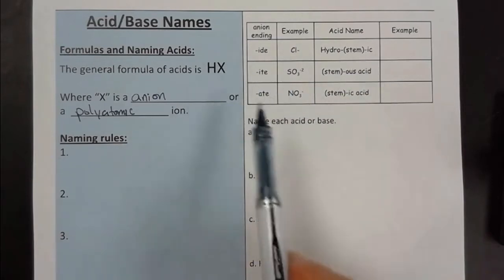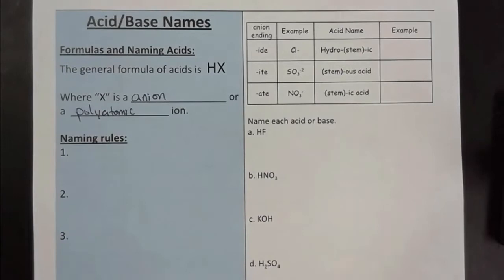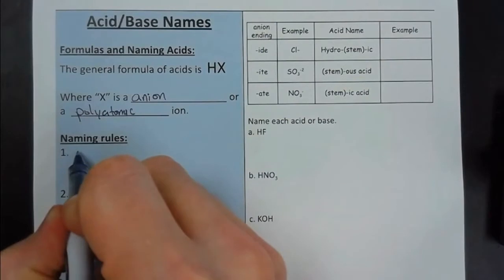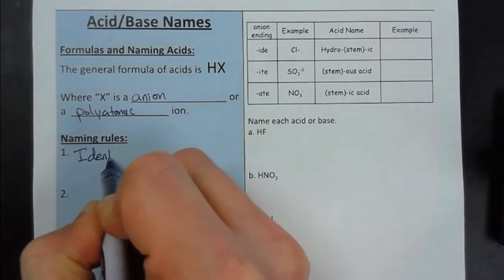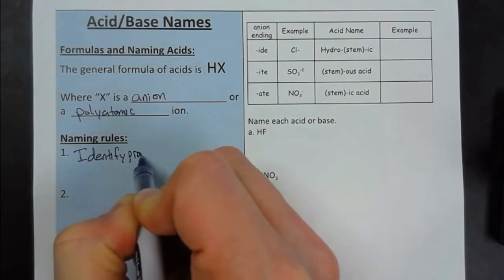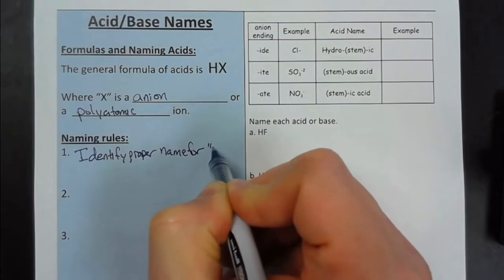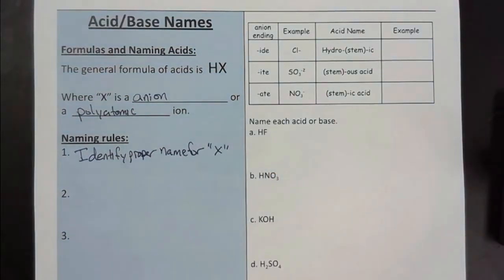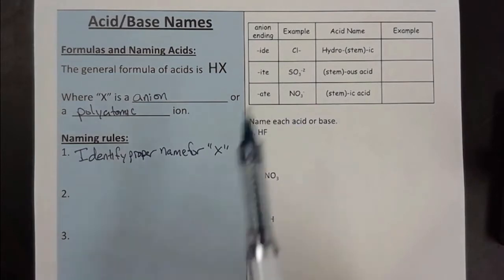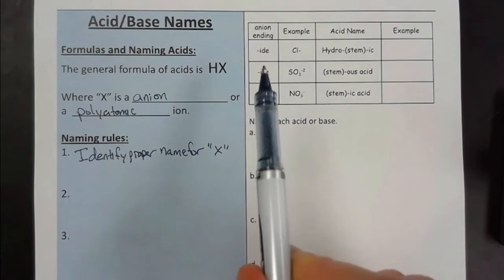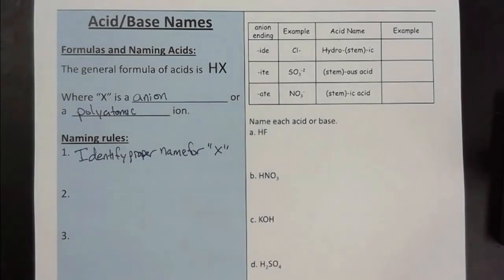Okay? And there's a little grid here that does a little summary of some of the basic patterns that we're going to see when it comes to naming formulas of an acid. And there's really three simple rules. The first thing we're going to do is identify the proper name for X. Okay, that alone tells us most of what we need to know to correctly name the acid, because the suffix, the ending of your negative ion, based on what that is, it follows this particular pattern.